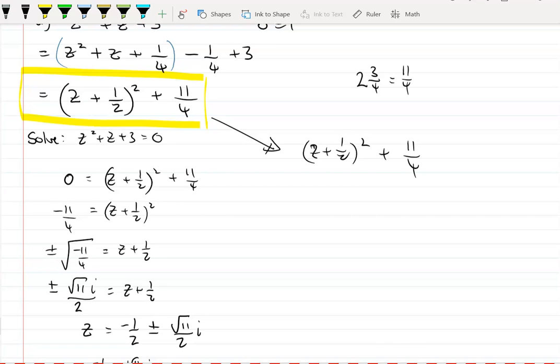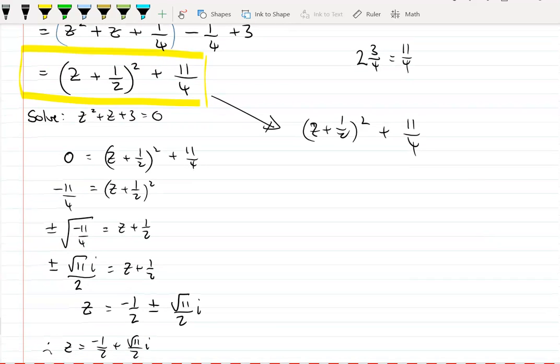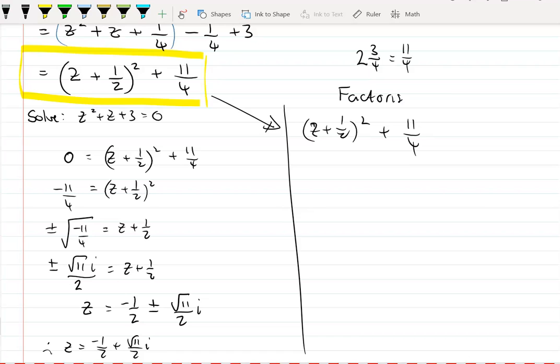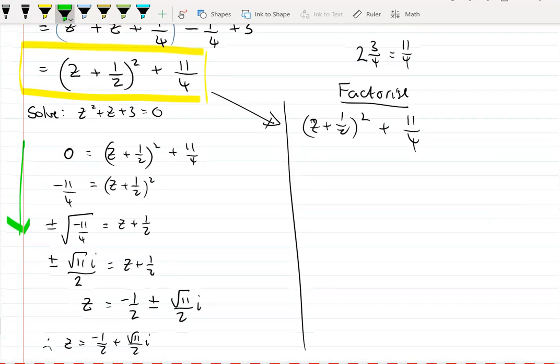Okay, so what we're going to create is the difference of two squares. Keep in mind, this is the factorizing part. So first of all, I've completed the square. Going down this path is solving it, working out how to find the roots. Now I'm going to go down the factorise path. So to factorise it is what we did earlier.